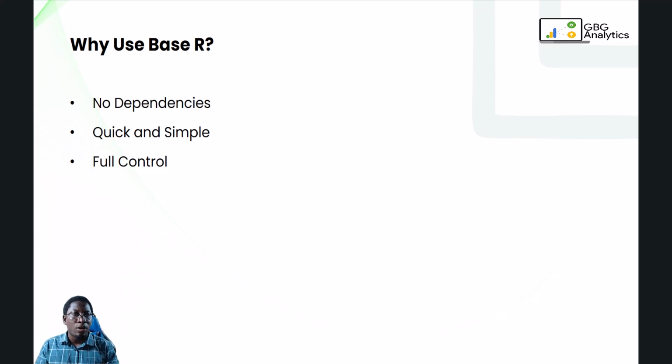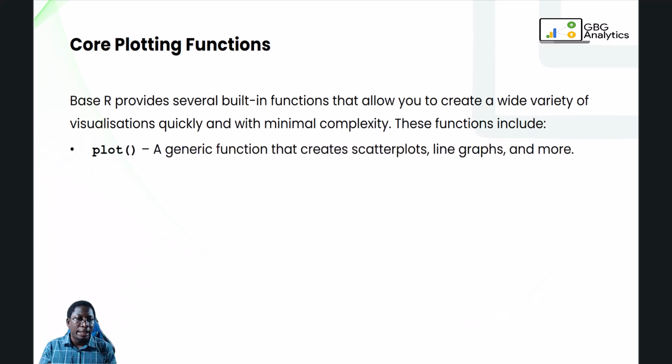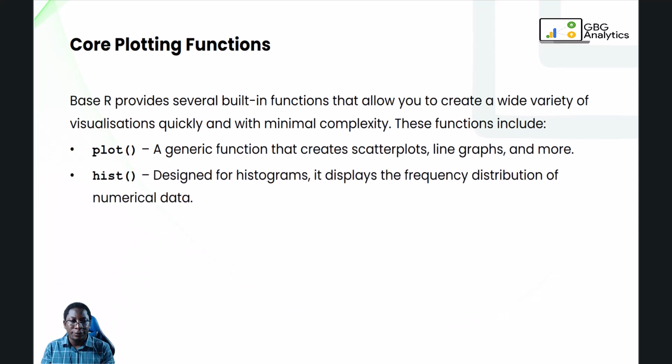Now let's see several core plotting functions in base R. Base R provides several plotting functions that allow you to create a variety of graphics without relying on external packages. The main functions include plot, a generic function that can produce scatter plots, line charts, and even more. We also have the hist function. This is used specifically for creating histograms, ideal for visualizing distribution.